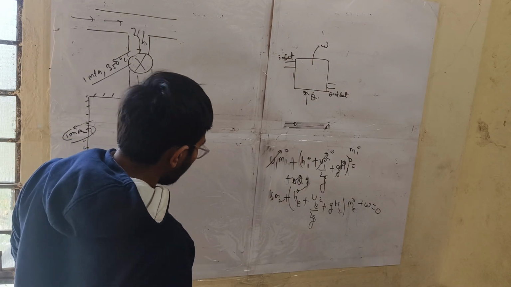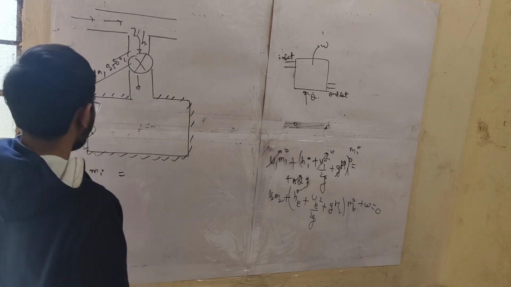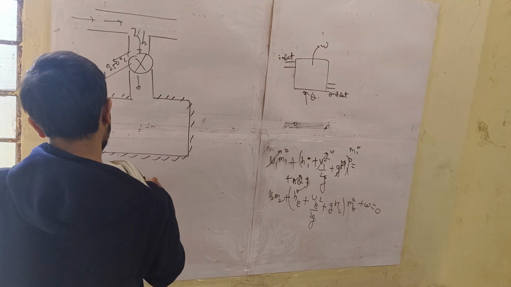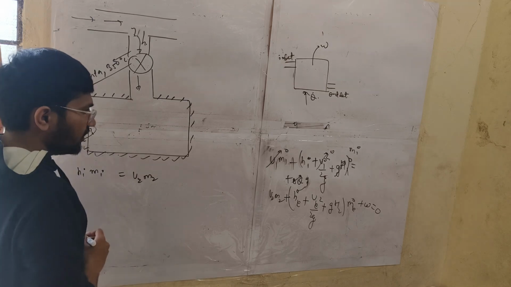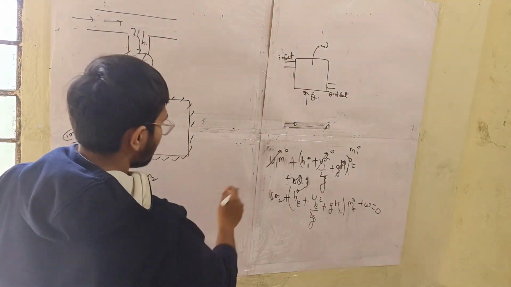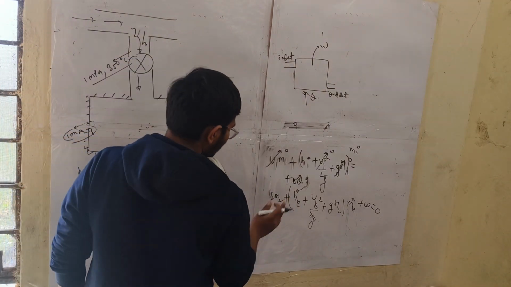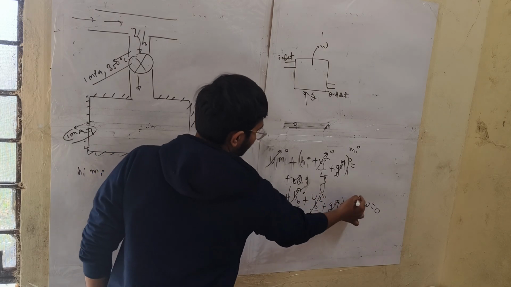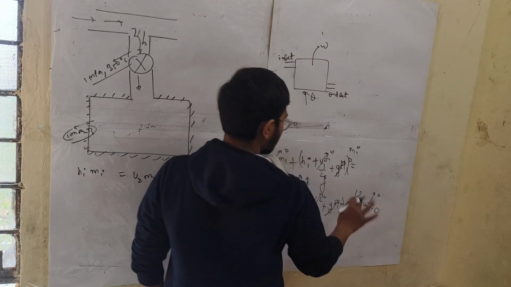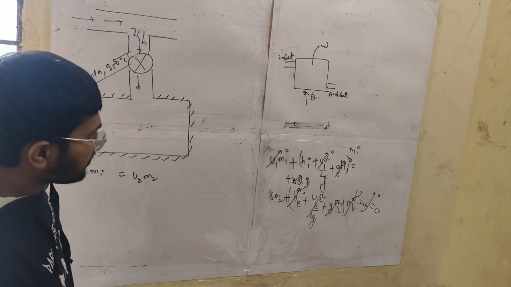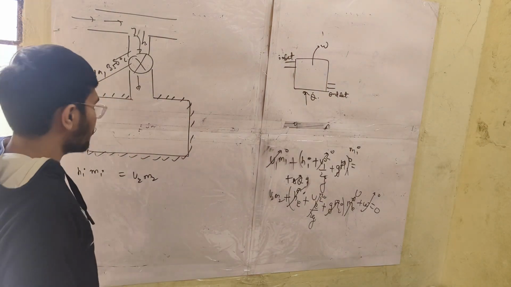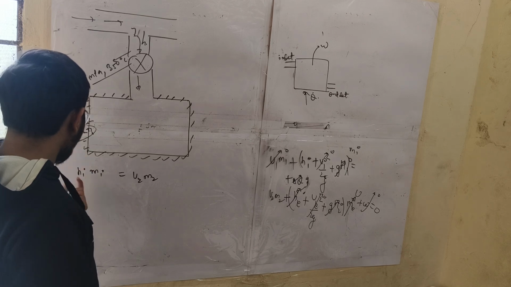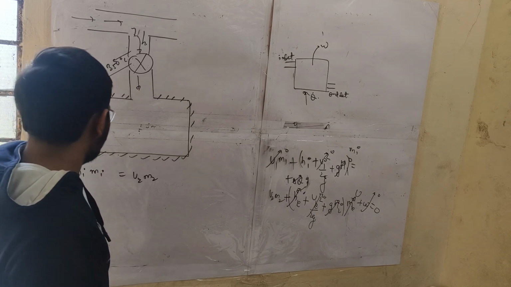U2 M2 is here, because there is no exit. There is no exit flow, so these terms all become 0, and there is no work interaction, so we can say W becomes 0. So finally we get this equation, that is Hi Mi is equal to U2 M2.